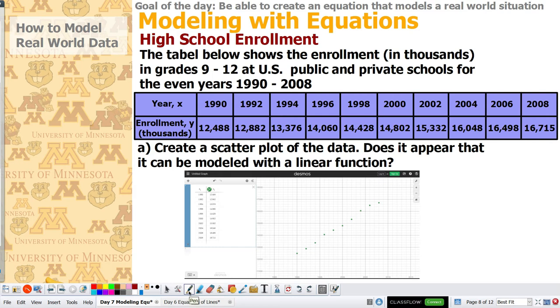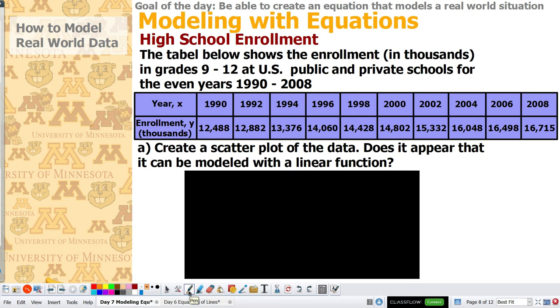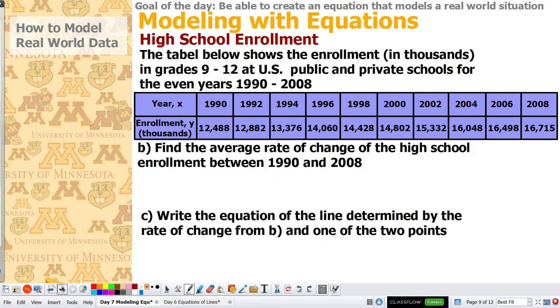It's not a perfect straight line, but it's pretty close to a line, which means we can predict using a linear model. So let's do that. We'll do something similar to what we did on the last one. First thing I'm going to do is find the average rate of change of the high school enrollment between 1990 and 2008. Average rate of change, what does that mean? It means slope. From 1990, this point, to 2008, this point, I'm going to figure out the rate of change between those two points.